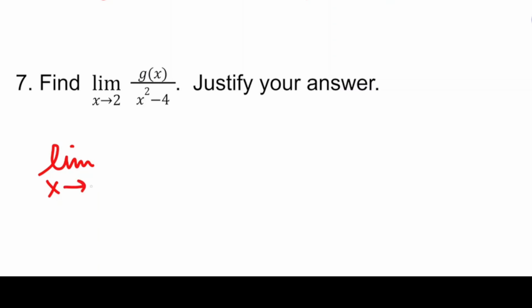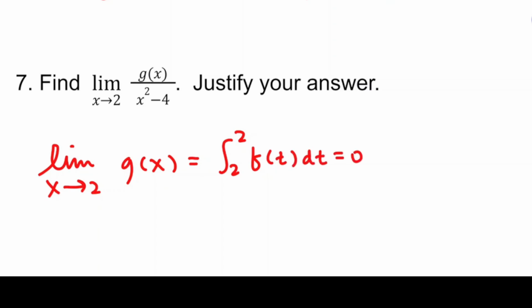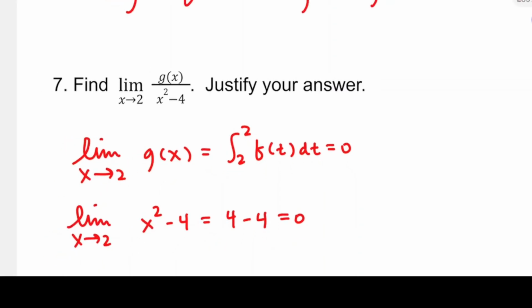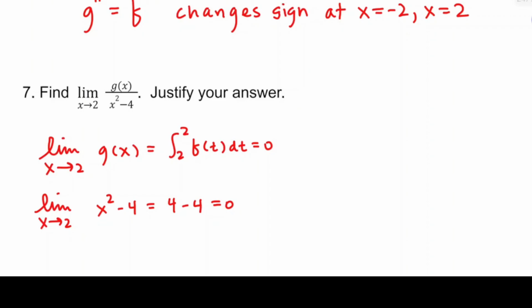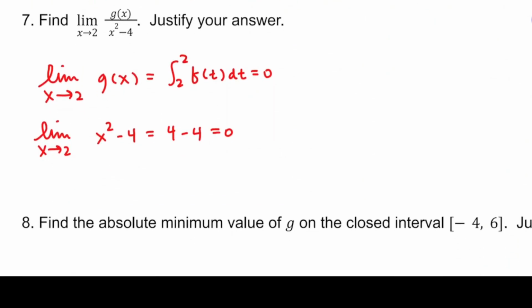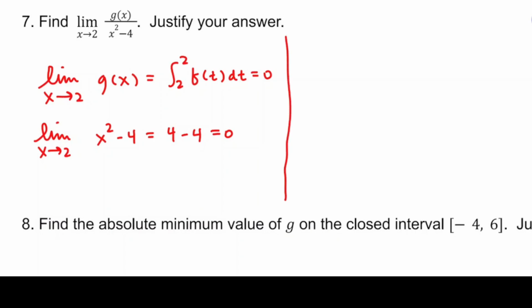and, you know, expecting L'Hopital's rule, limit of a quotient, we're going to evaluate the limit of numerator and denominator separately. Limit as x approaches 2 of g of x is the integral from 2 to 2 of f, which is 0. And then the limit as x approaches 2 of x squared minus 4 is equal to 4 minus 4, which is also 0, right? We're never going to say equals 0 over 0 or even really mention 0 over 0 as a fraction at all, because we're interested in getting all of our points possible for the justification.